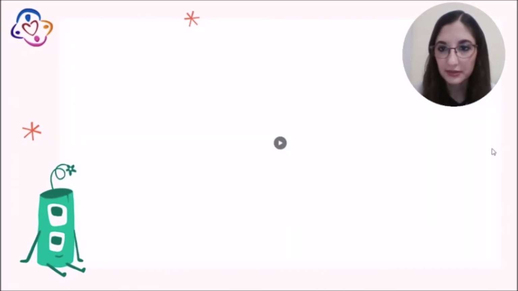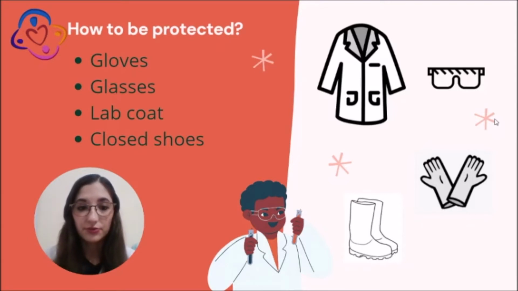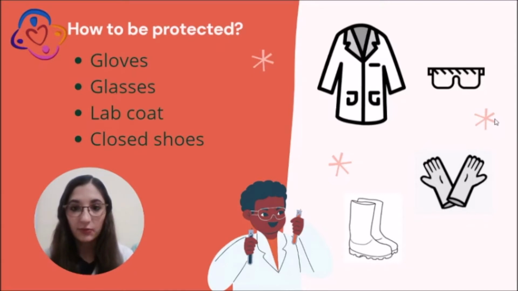What does it mean? It is always important to remember that when we are doing an experiment, we can use sometimes dangerous substances. So that's why it is always important to protect ourselves. And how can we be protected in a lab? Well, it is important to know the things that we can use or to wear to be protected while we are staying in a lab.